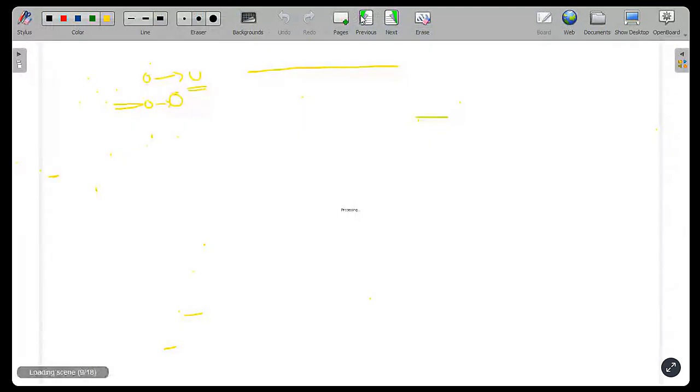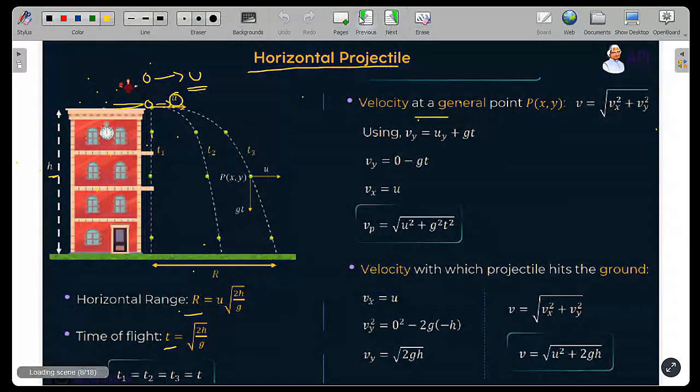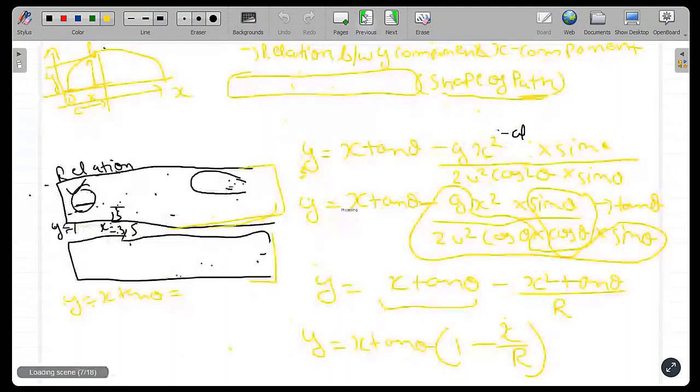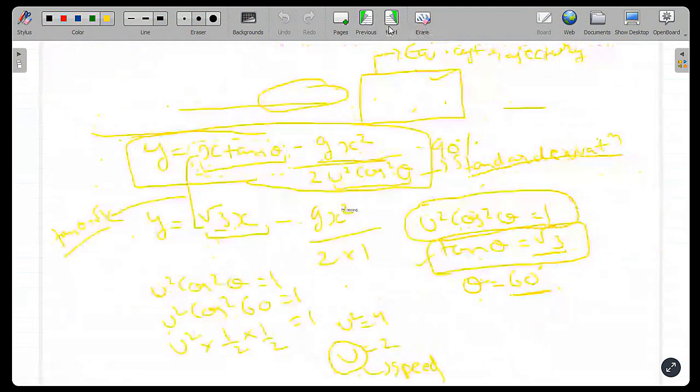How many of you remember that we started horizontal projectile and we have read about the equation of trajectory? Yeah, this equation of trajectory we have already done. What is the equation of trajectory? How do you calculate the relation between the y component and the x component of the projectile motion? And we had also done some questions. Yes, we have done the equation of trajectory.